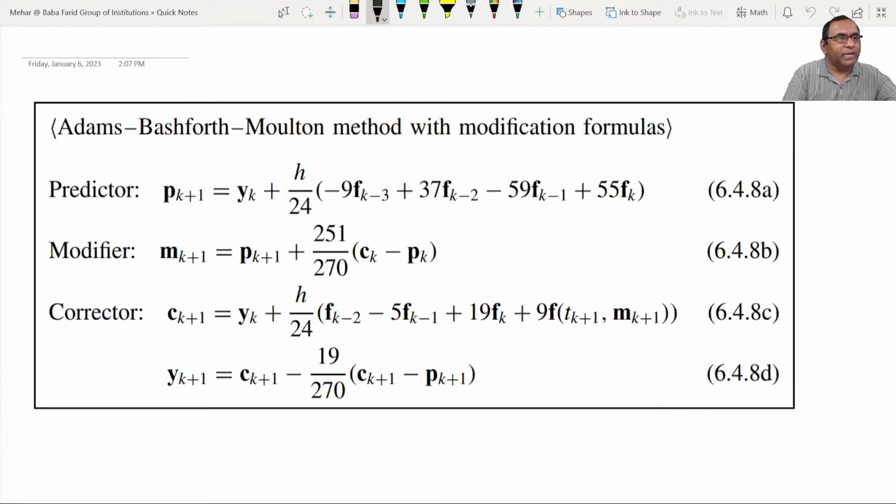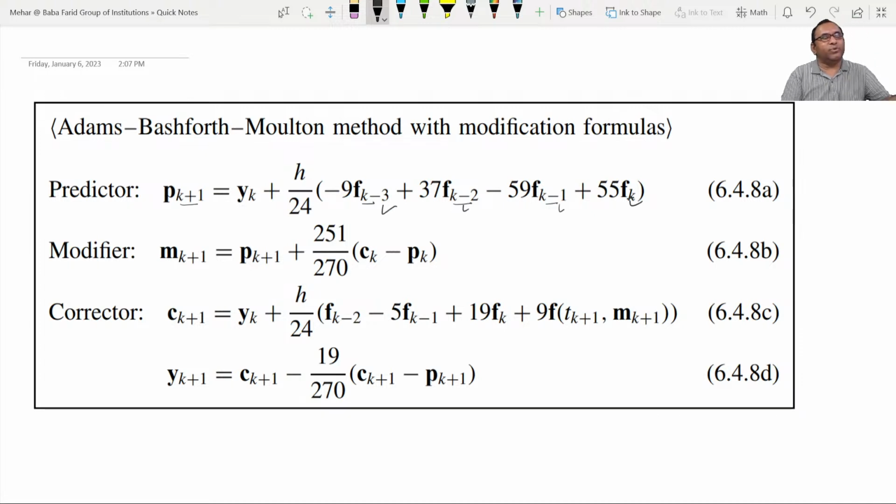Yes. So here you need to note carefully for the predictor we have p_{k+1} = y_k + h/24 (55 f_k - 59 f_{k-1} + 37 f_{k-2} - 9 f_{k-3}). So here is k plus 1 and here is k minus 1, k minus 2, k minus 3. So these are four unknowns.